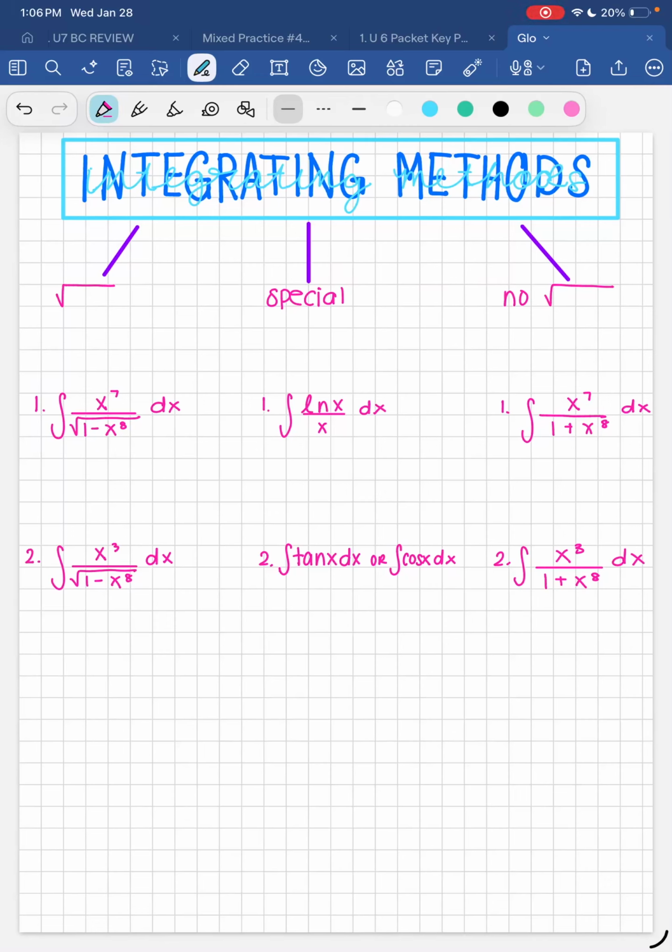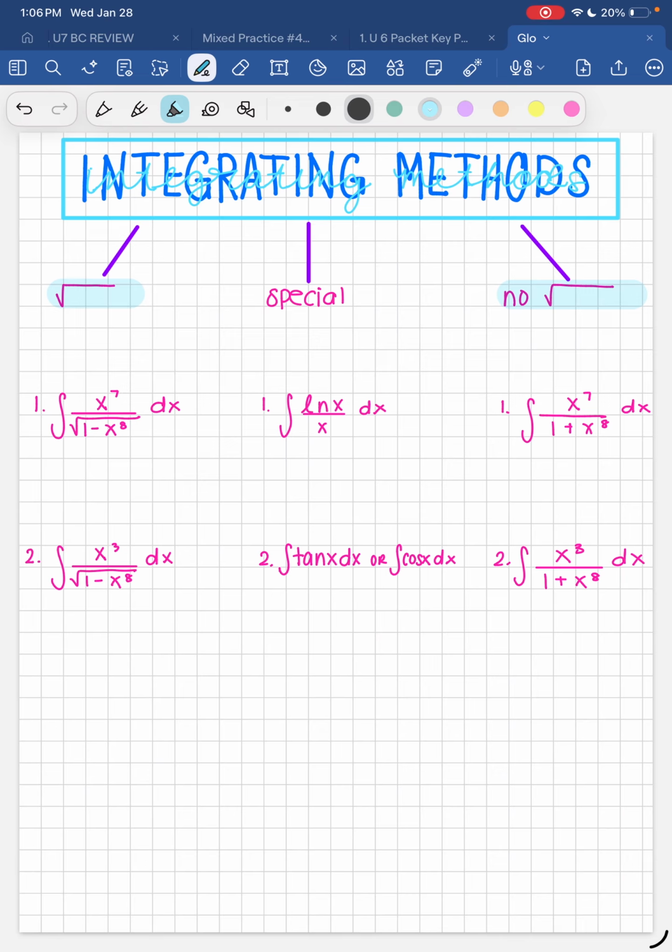So I promised my lovelies that I would make a video on how to know which technique of anti-deriving you should use. So we're gonna go ahead and do that. First thing, here's your layer of thinking. First thing you wanna see is, does the question have a square root or no square root?